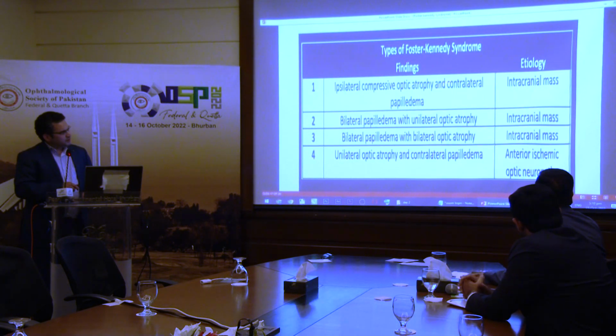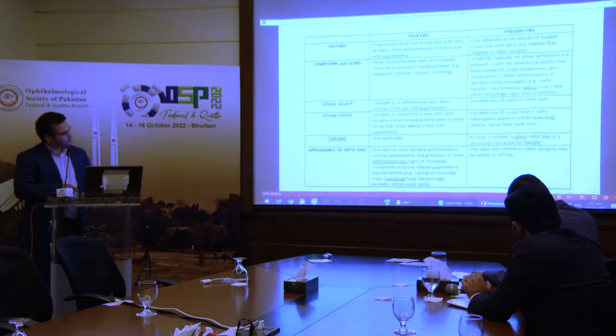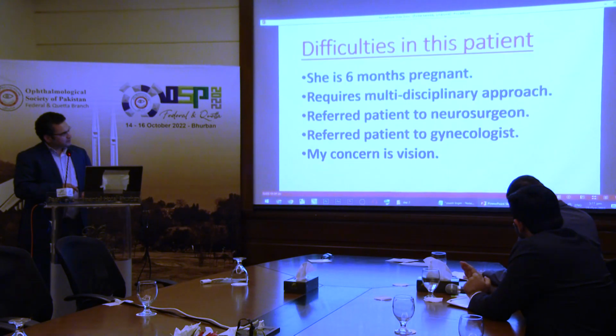These are the types. Ipsilateral compressive optic atrophy and contralateral papilledema, etiology that is mass. Bilateral papilledema, later on with unilateral optic atrophy, mass. Bilateral papilledema with bilateral atrophy initially and later on, intracranial mass. And unilateral optic atrophy with contralateral papilledema, that is anterior ischemic optic neuropathy. Let's skip this slide.